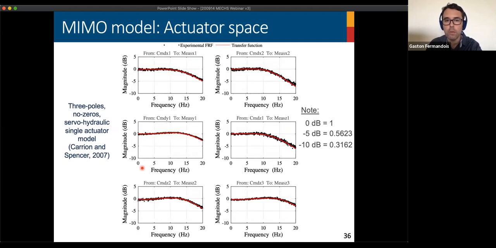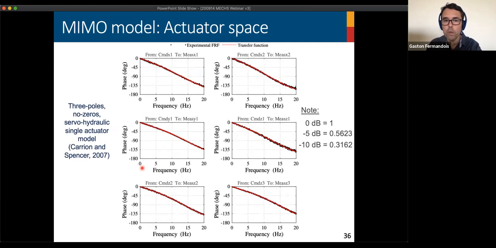So I forgot to mention, this is the magnitude plot of the FRF from 0 to 20 Hertz. And then we have the phase plot, which is something that is quite important because the phase is related to delay. And you can see here that the phase is not always linear, which means that the delay is not constant across the whole frequency bandwidth. So we have also a very good fit with this data in actuator space.